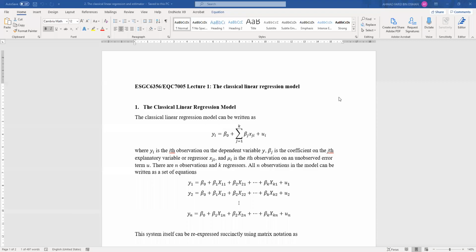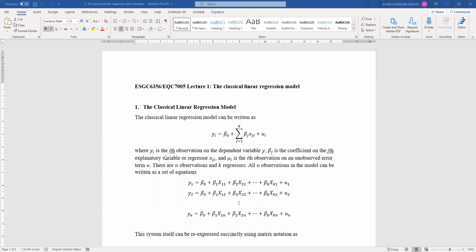Okay, now look at the second lecture note. So the classical linear regression model, as mentioned before, the model can be written using this equation. We have the dependent variable and then we have the independent variables. We have an intercept plus all the independent variables, with each independent variable having what we call a slope parameter attached to it.